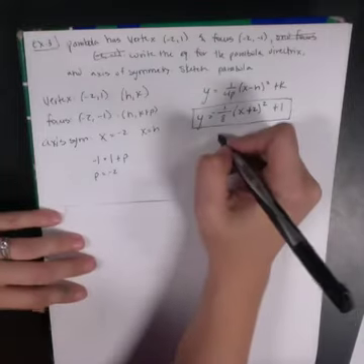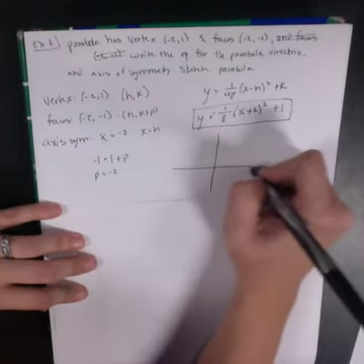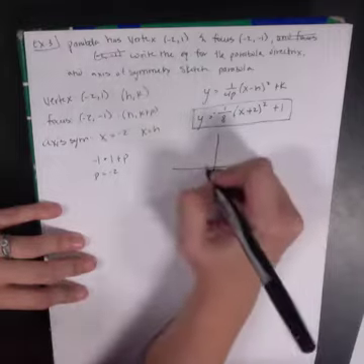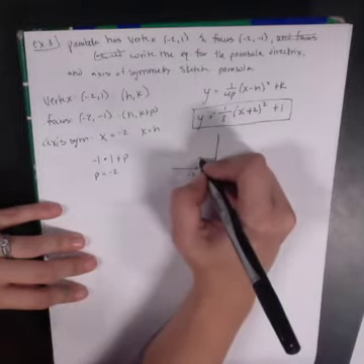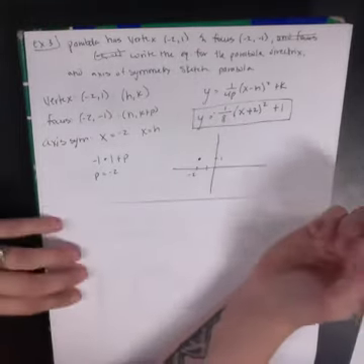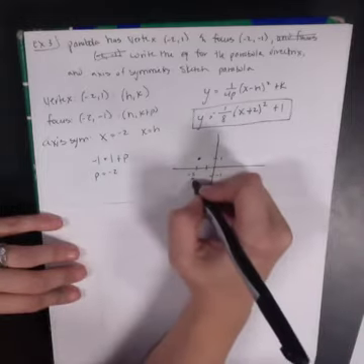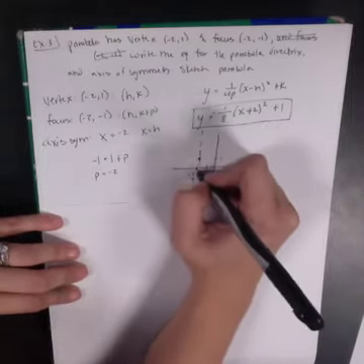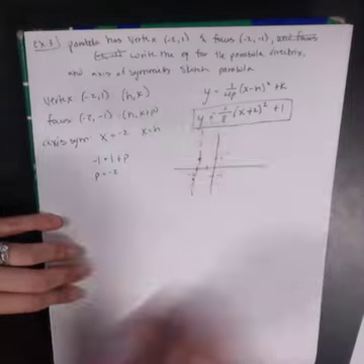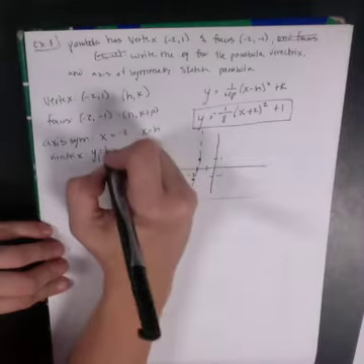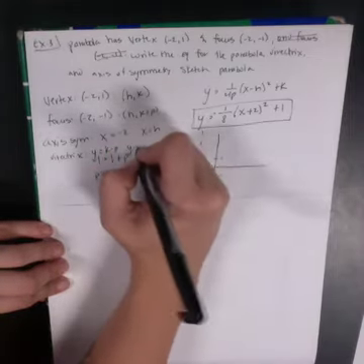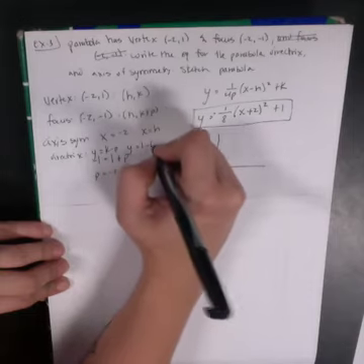Now I go to graph it. These are the things that you need to label on your graph. You need to label your vertex, so we have (negative 2, 1). Your focus, (negative 2, negative 1). Your axis of symmetry, which goes through both of those. And your directrix, which I need to find my equation for. Your directrix is y equals k minus p. So we will have y equals k is 1 minus a negative 2.